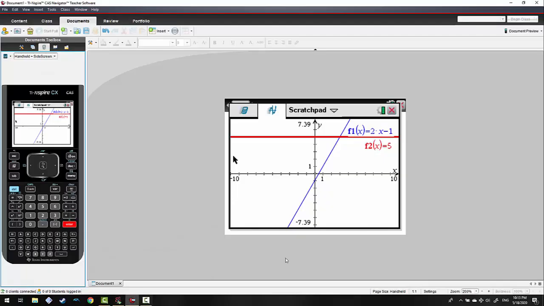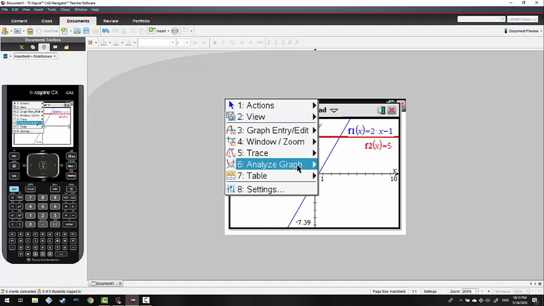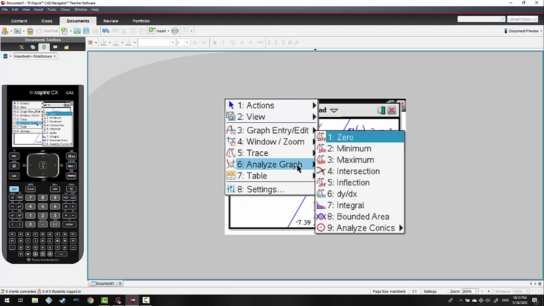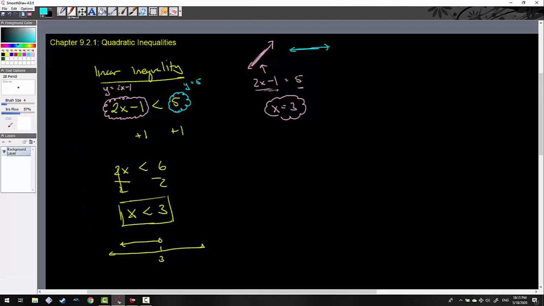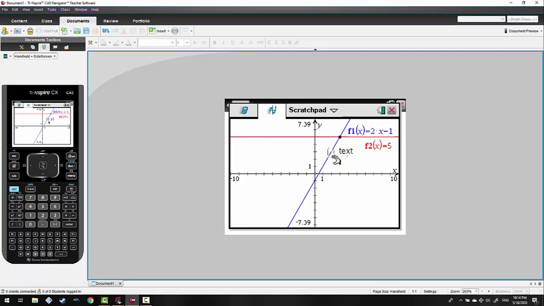From here, let's see what happens. I'm going to go to Menu, Analyze Graph, and this is a good chance to learn how to use a graphing calculator while we're at it. I'm going to look for intersection, which is where the two graphs meet. The lower bound is going to be on the left side of the intersection point, and the upper bound is to the right. Notice the coordinates here, 3, 5. 5 was obvious, that's the y coordinate, but 3 is the x value of the point of intersection, which incidentally is the same as our answer here.